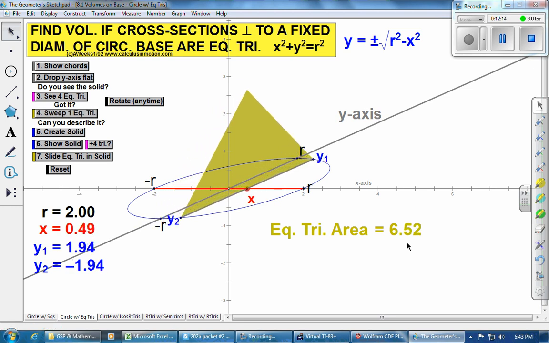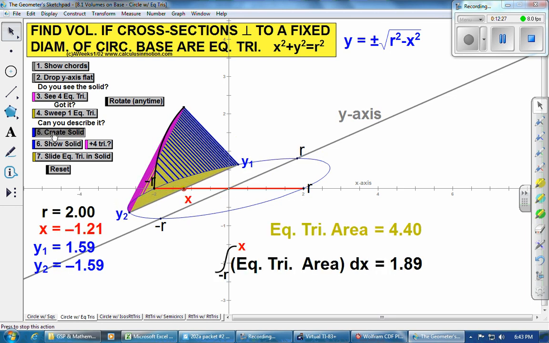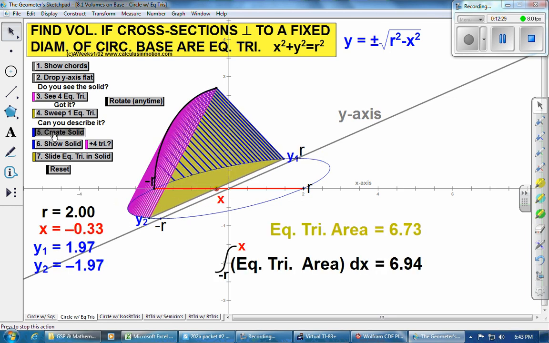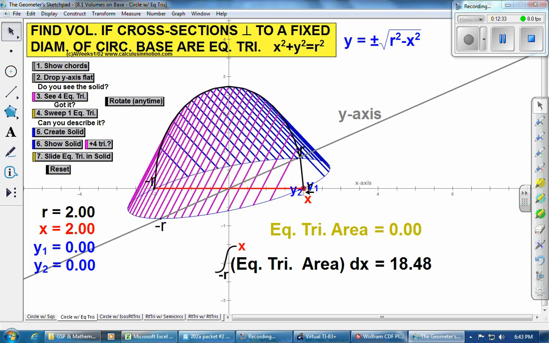And also there's a lot of numbers happening here. The area of the equilateral triangle is there. The x value is there. We came up with a formula that relates the x to the area of any particular triangle. Let's go ahead and create the solid. Oh, so pretty. So let's speed this up and drag it to the end. So there's our shape right there.